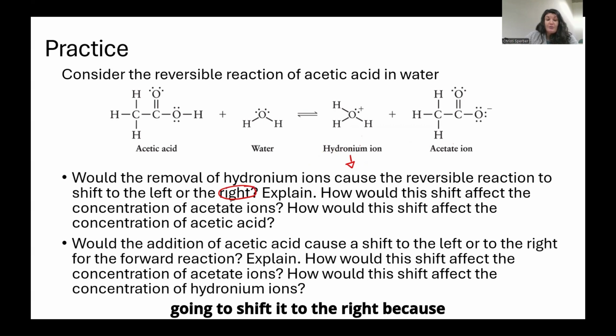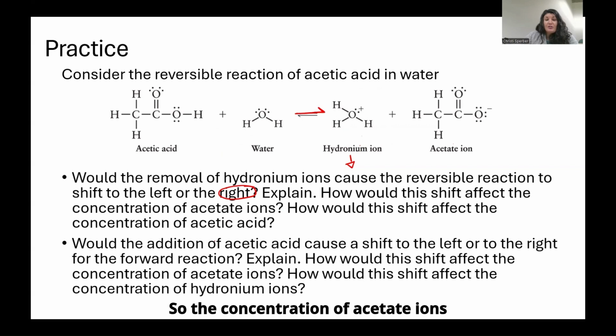We're going to shift it to the right because we want to restore this hydronium ion concentration back to where it was in equilibrium. If we remove some, we've now depleted it, and we need to get it back up to where it was before. So it's going to shift to the right. That means that more reactants are going to react together to produce more products.